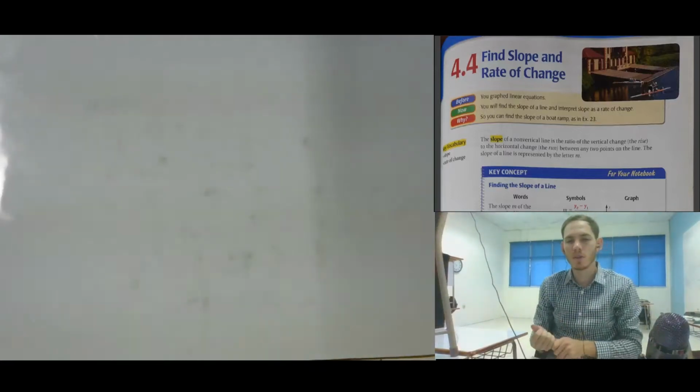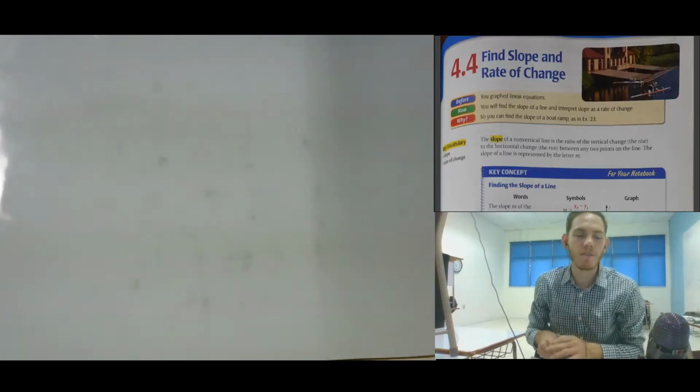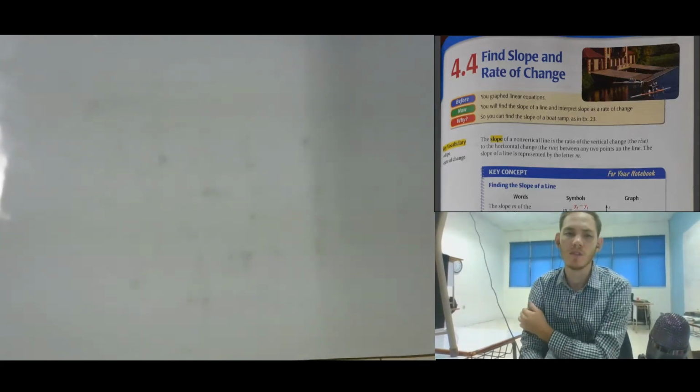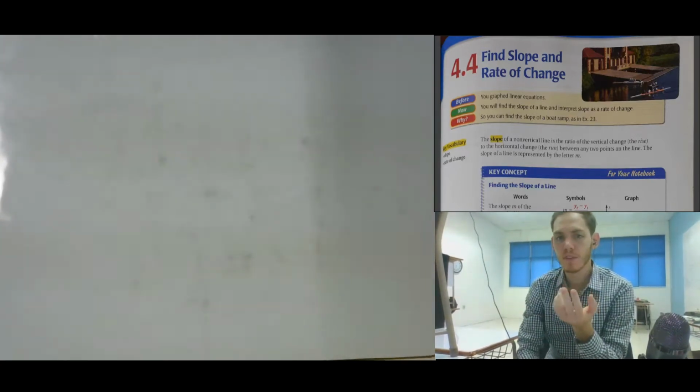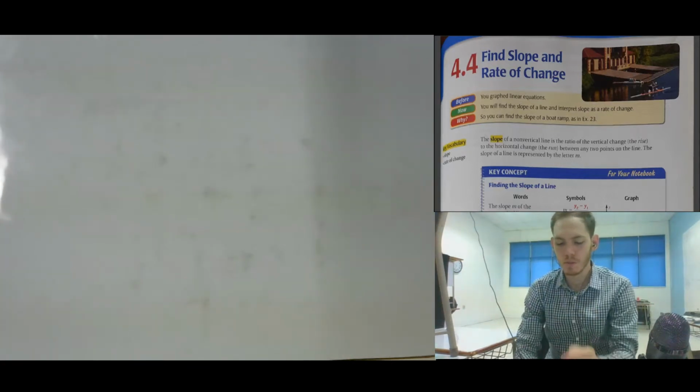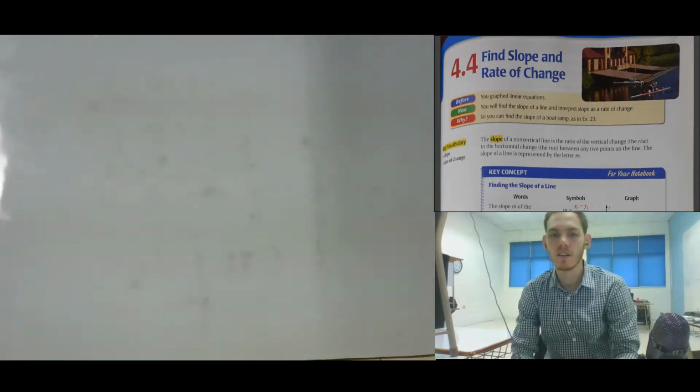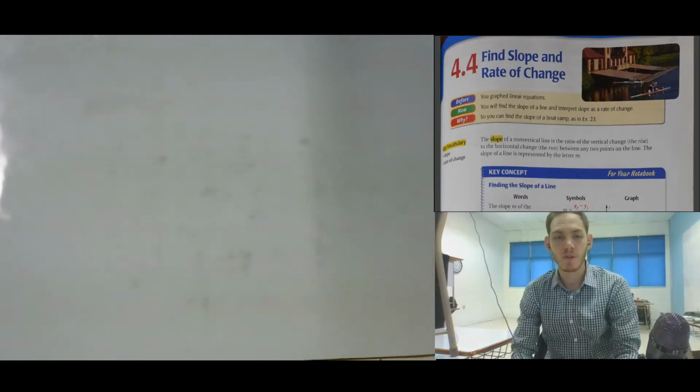Welcome class, we're going to be working on finding slope and rate of change, and then we're going to be using slope-intercept form. For some of us this is going to be a review, but before we do that we need to remember a few things.